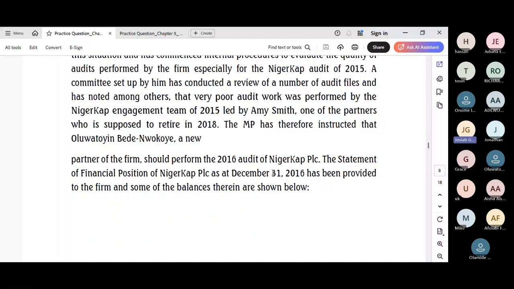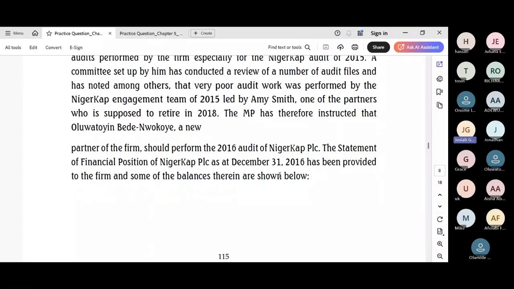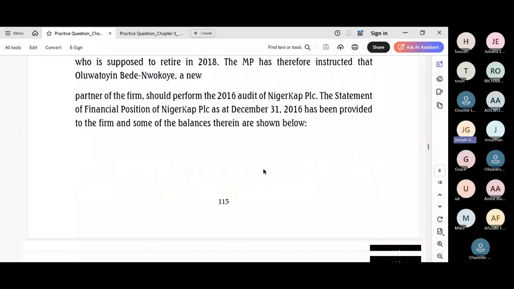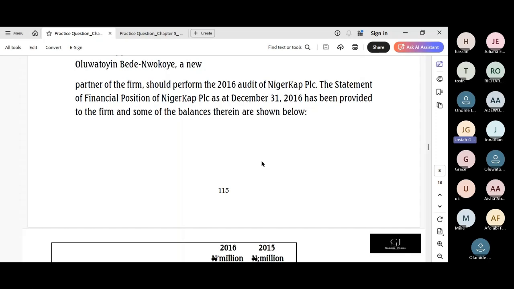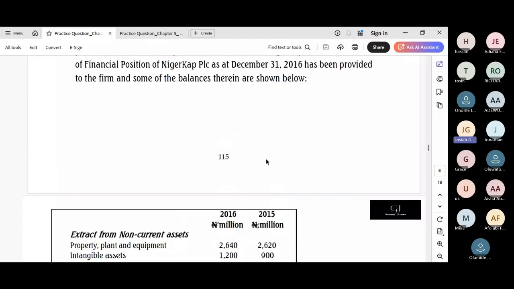A committee set up by him has conducted a review of a number of audit files and has noted, amongst others, that very poor audit work was performed by the Niger Cap engagement team of 2015, led by Amy Smith, one of the partners who is supposed to retire in 2018. The managing partner has therefore instructed that Oluwatoyin Bide Nkoye, a new partner of the firm, should perform the 2016 audit of Niger Cap. The statement of financial position of Niger Cap as at December 31st, 2016 has been provided to the firm, and some of the balances thereon are shown below.